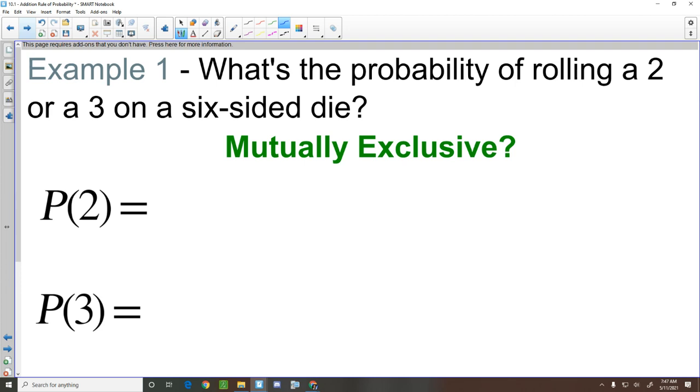What's that? So rolling a 2 or a 3, right? Can those both happen at the same time? No, they're independent events, right? They're separate from each other. They can't occur at the same time. And so I don't need to subtract that overlap because I couldn't roll a 2 and a 3 at the same time.